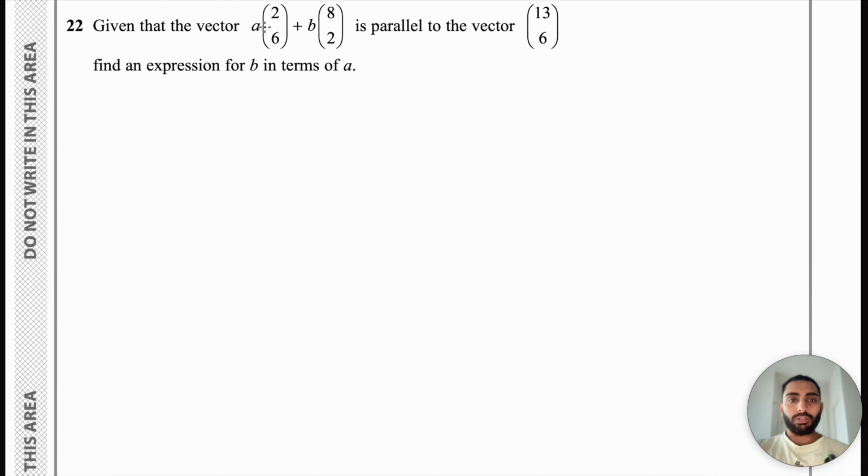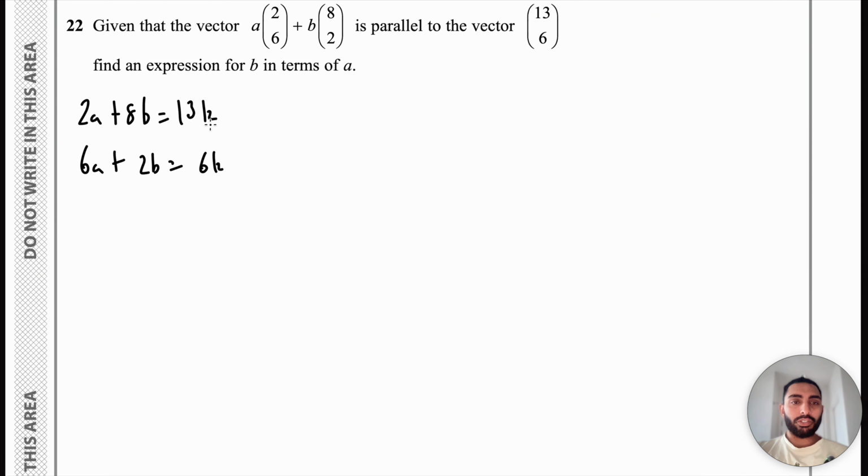Let's expand this out. So I've got 2 multiplied by a, which is 2a, 8 multiplied by b, which is 8b, is equal to 13 multiplied by something, but we don't know what that is. Then I'm going to do the same thing with this bottom one. So I've got 6a plus 2b, which is equal to 6k. Now I can see in these two simultaneous equations, I've got k's in both of them, and the question told me I want b in terms of a. So I need to try and get rid of this k somehow. I'm going to try and equate them to each other.